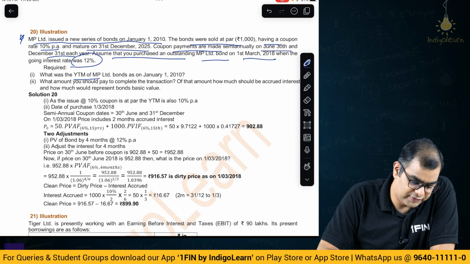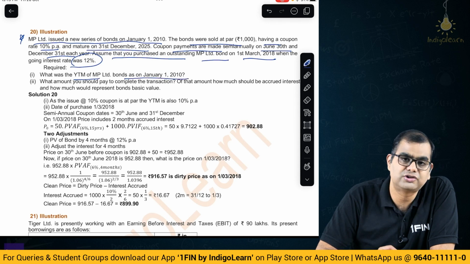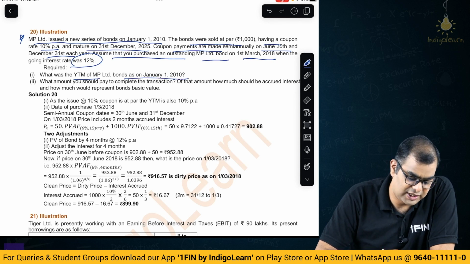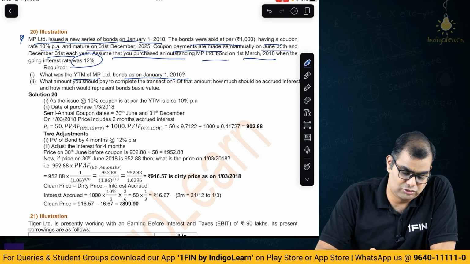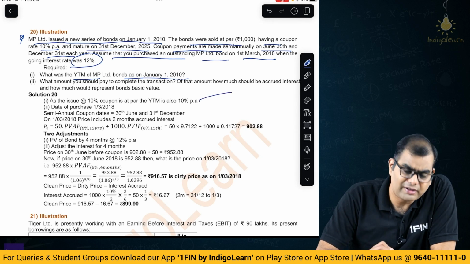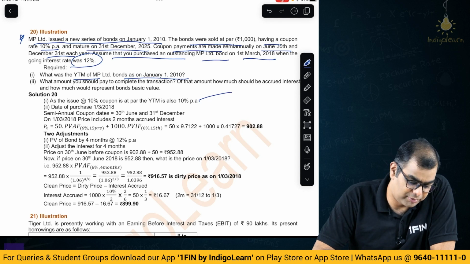Required. What is the YTM of MP Limited bonds as on Jan 1st, 2010? So, as on Jan 1st, 2010, the day on which it was issued, the bond sold at par. So, YTM is also 10. Very simple part. The second question is more important. What amount should you pay to complete the transaction?